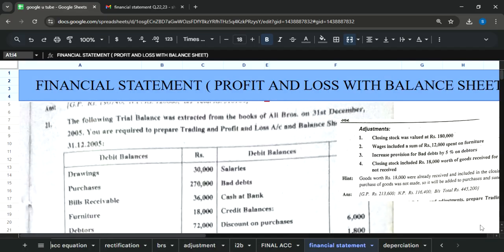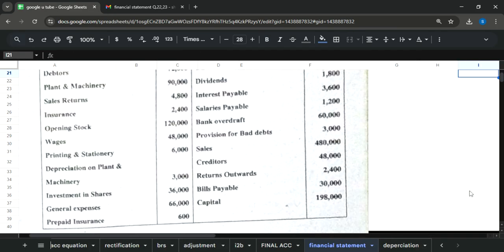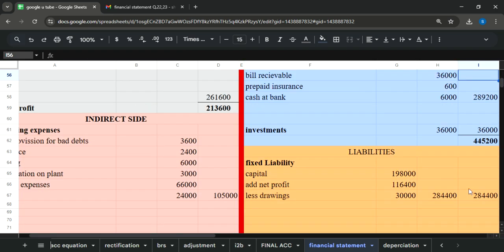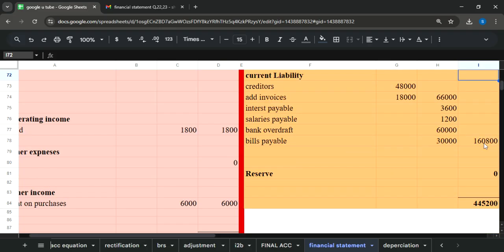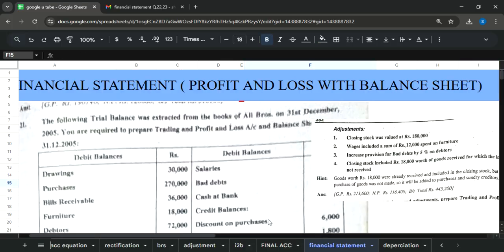Answer in the book is 445200. So guys, in this way you have seen this was total of asset side 445200 and this was total of liability side 445200. It means all of four answers are matched with the book and they are correctly entered.